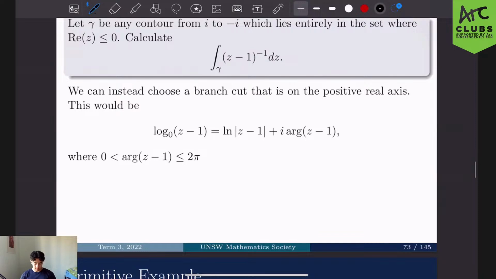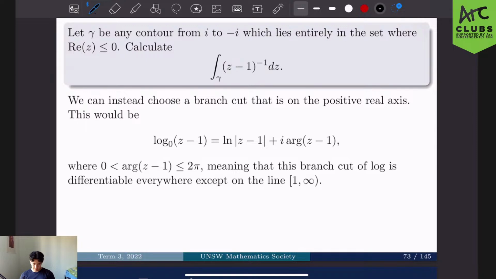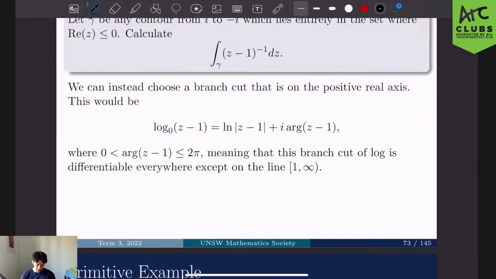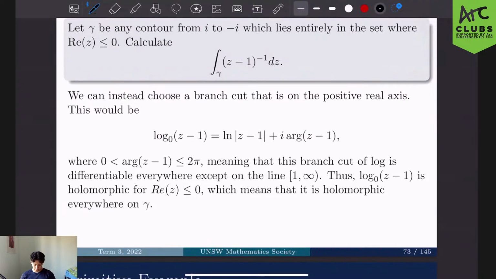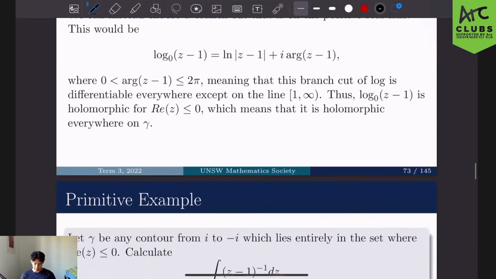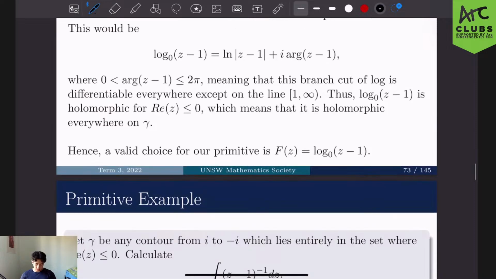Right, so we have log_0, so remember this means the argument is between 0 and 2π, which means our branch cut is going to be at 0, which is over here on the positive real axis. So we've got the definition here of the branch that we selected, and we substitute in, and it's differentiable anywhere apart from the line 1 to infinity. The 1 comes from this z minus 1 here, making this 0. Which means we can apply this branch to our question, because it is holomorphic everywhere that we need it to be. So we've got a valid choice for the primitive.